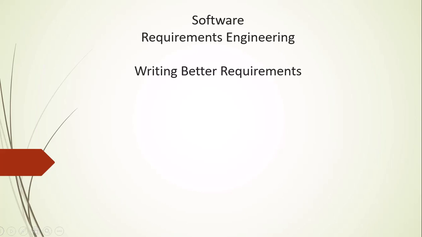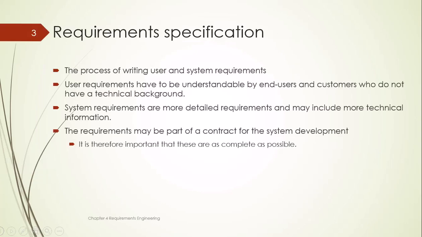The purpose of the scope and vision document is to write the business goals, requirements and user features. But the goal of the software requirement specification or system requirement specification document is to write the detailed functional requirements. So now here we will discuss how to better write the requirements. The process of writing user and system requirements.